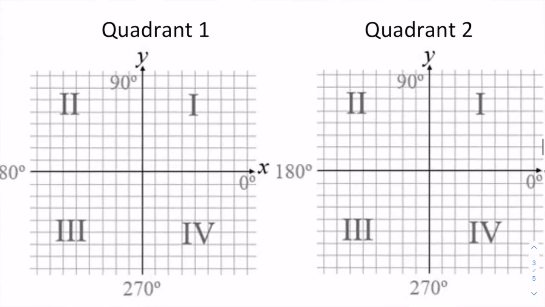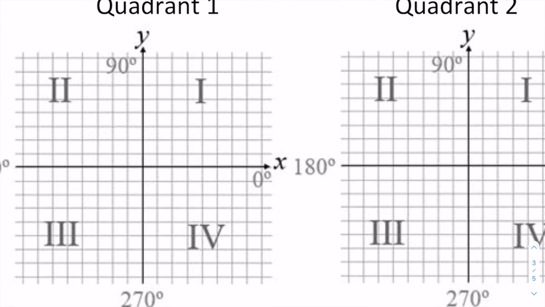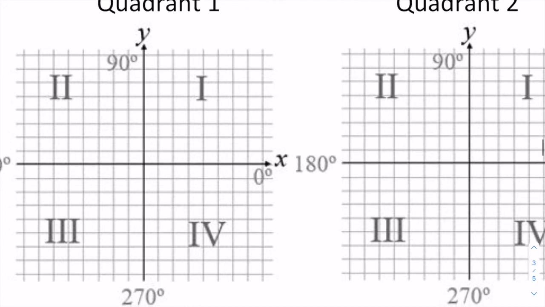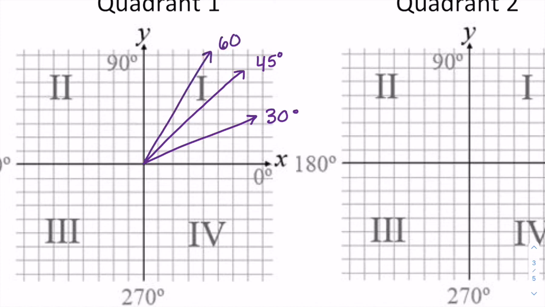So let's start in quadrant 1. In quadrant 1, my angles are just my special angles. So I have 30 degrees, I have 45 degrees, and I have 60 degrees. I'm just labeling those because if we know our special angles, we know their exact values. And now we can use those to find exact values of many different angles in different quadrants.